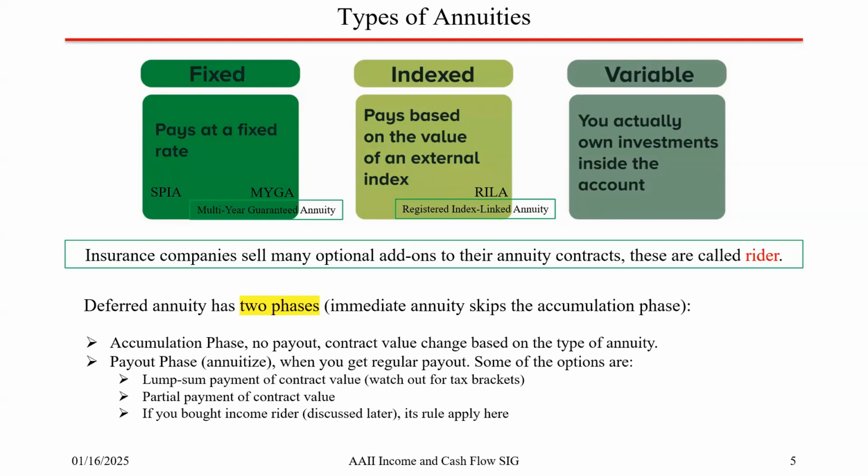My impression with the annuity is basically every insurance company calls the same thing differently. And every insurance company has something nobody else has. So it's very, very hard to grasp the essence of an annuity contract.